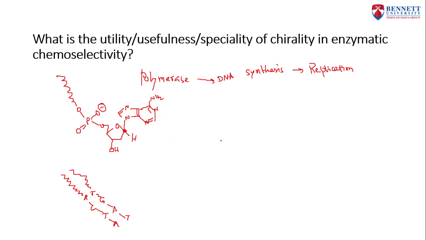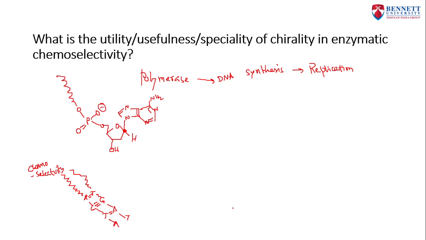And the defining factor is the hydrogen bonding. So how does it recognize these two? There is specific hydrogen bonding between the two. That is how it ensures the chemoselectivity. So this leads to chemoselectivity, so that it does not misincorporate any wrong base. But there is the stereoselectivity aspect also there.